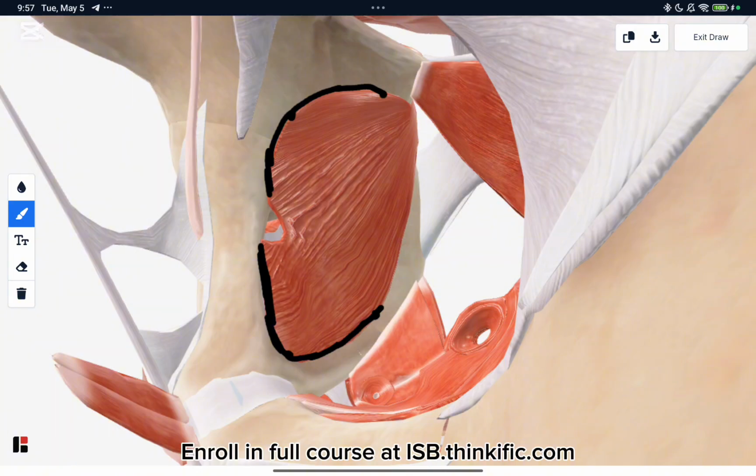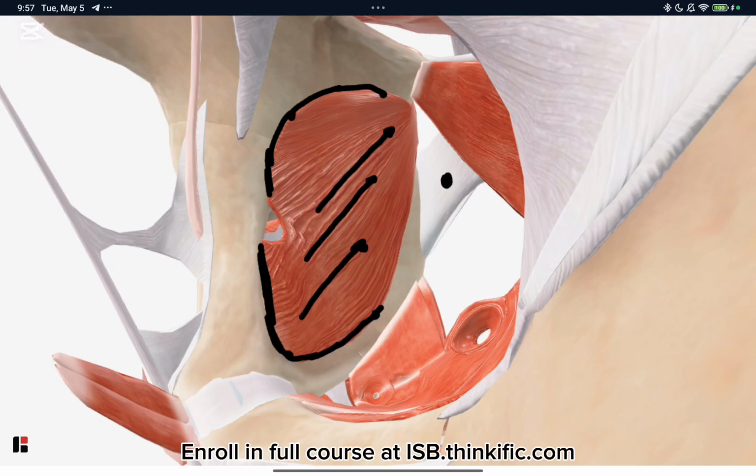Then it is covered by its own layer of fascia called obturator fascia. This muscle is very sneaky. The fibers travel posteriorly, okay? And then, if you remember, this is which ligament? Sacrotuberous. And this is which ligament over here? Sacrospinous. Okay?